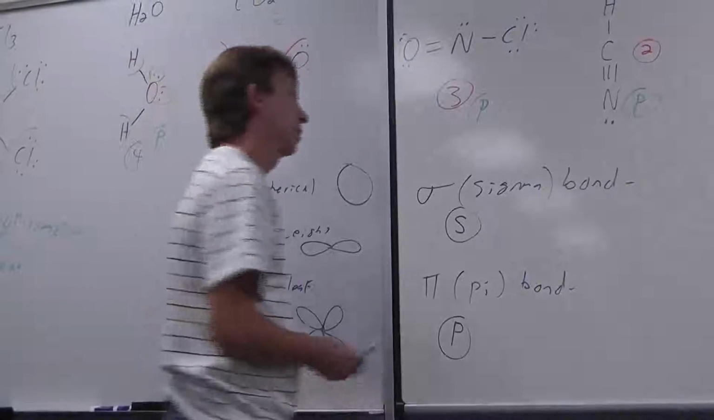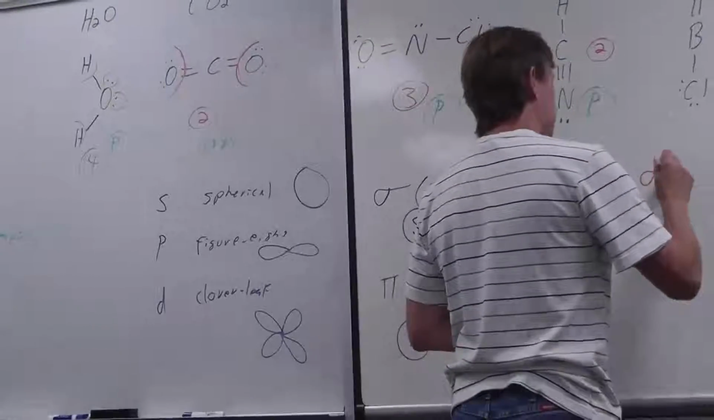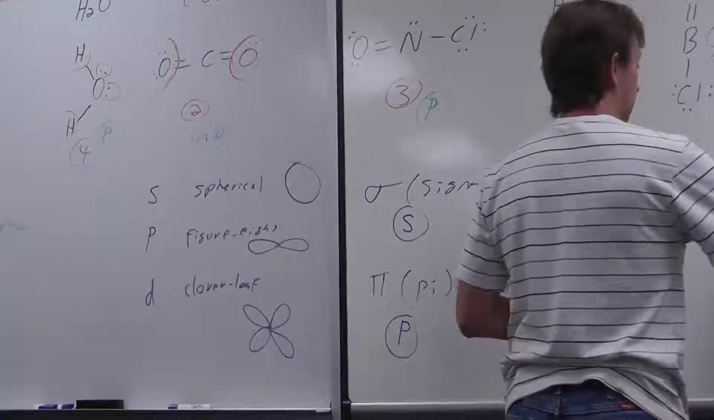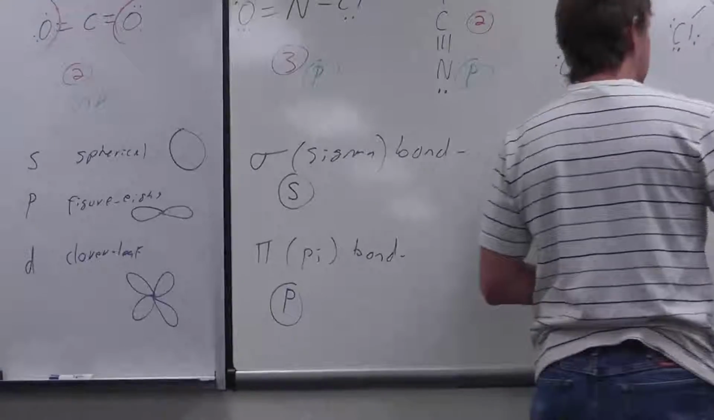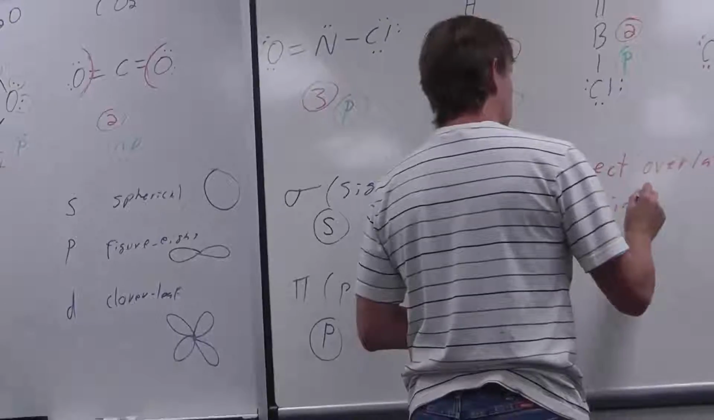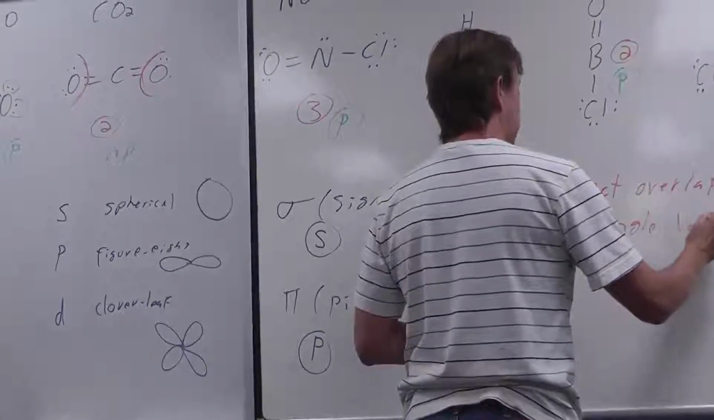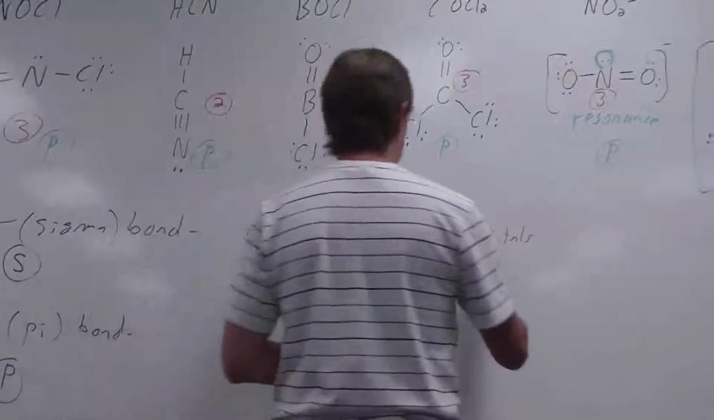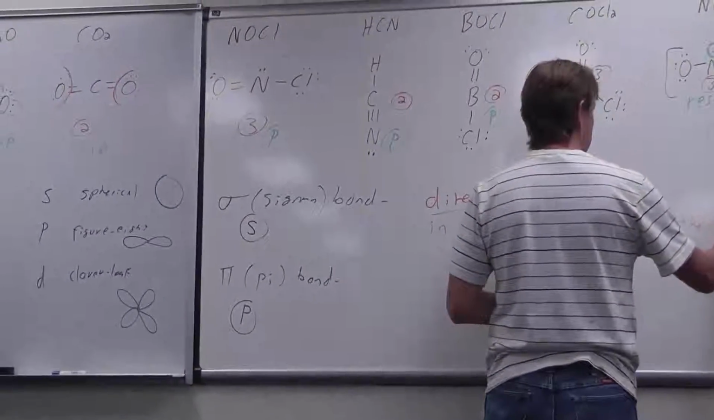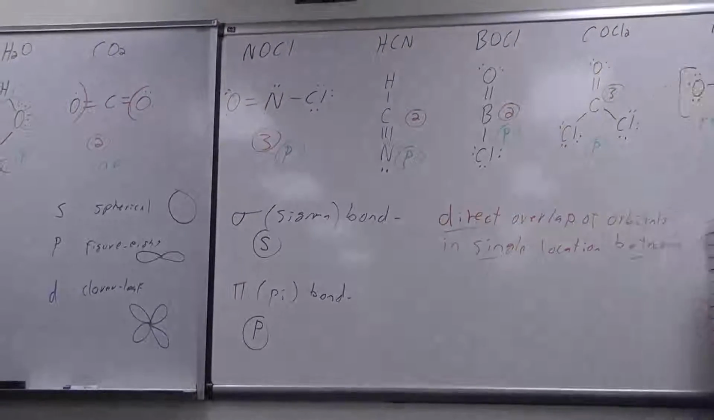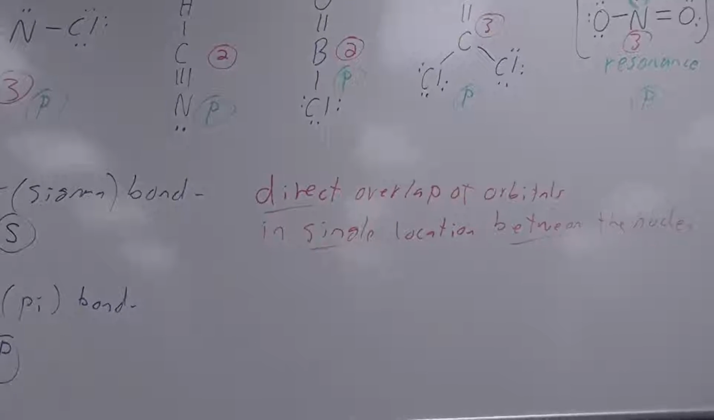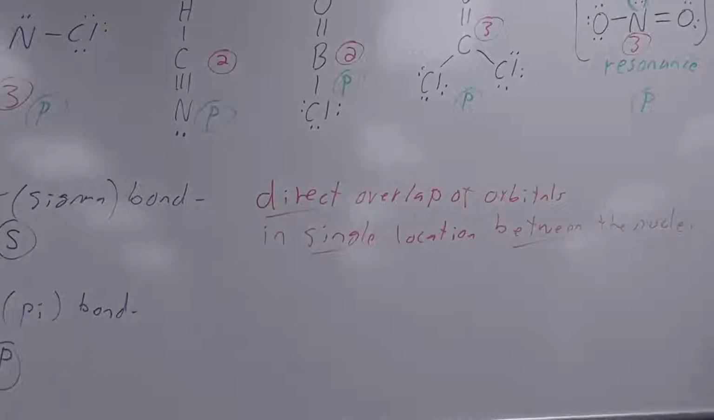Now, a sigma bond is defined as direct overlap of atomic orbitals in a single location between the nuclei of the atoms that are bonding. And this is, at least so far, what we've talked about as far as covalent bonds.